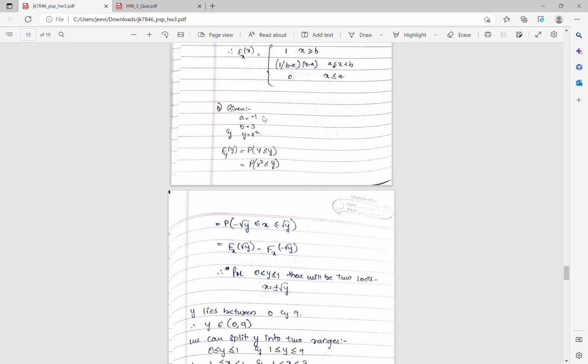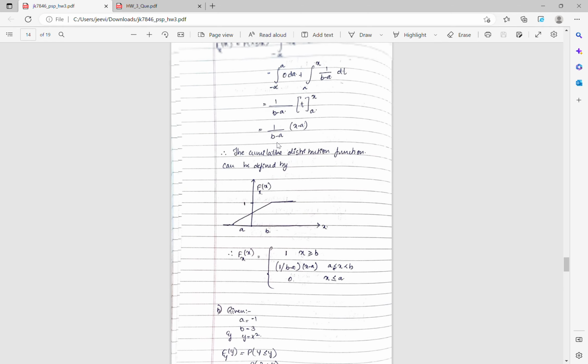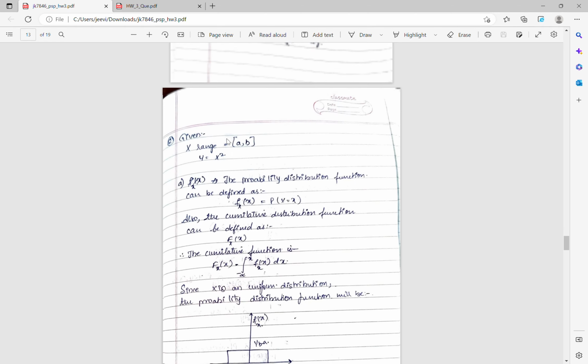Given a is equal to minus 1, b is equal to 3, Y is equal to X squared. Now the cumulative function will be equal to the probability of Y less than or equal to y. Now we know Y is equal to X squared, as given in the question above, that is here.